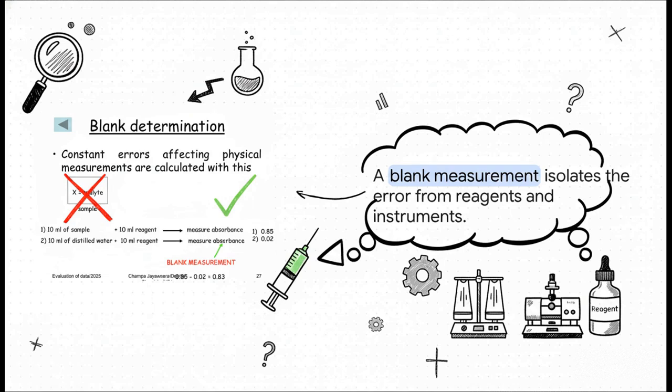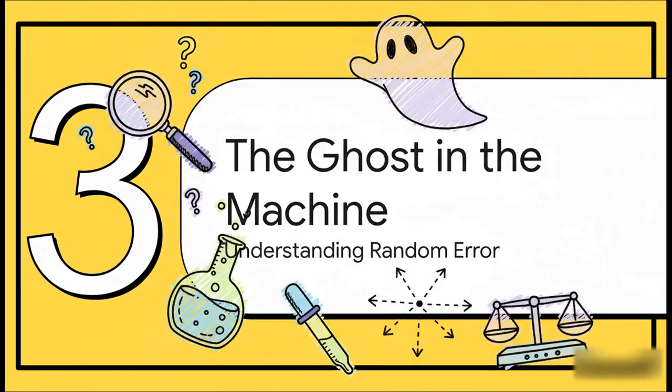This is such a brilliant move. Here's how it works. First, you measure your real sample and you get a result, in this case, an absorbance of 0.85. Okay, then you run the exact same procedure, but this time you replace your sample with just distilled water. Your blank. Any reading you get now, like this 0.02 you see here, well, that has to be coming from your reagents or the instrument itself. And just like that, you've isolated the error. Now you can just subtract it from your real measurement to get a much more accurate, corrected result. So cool.